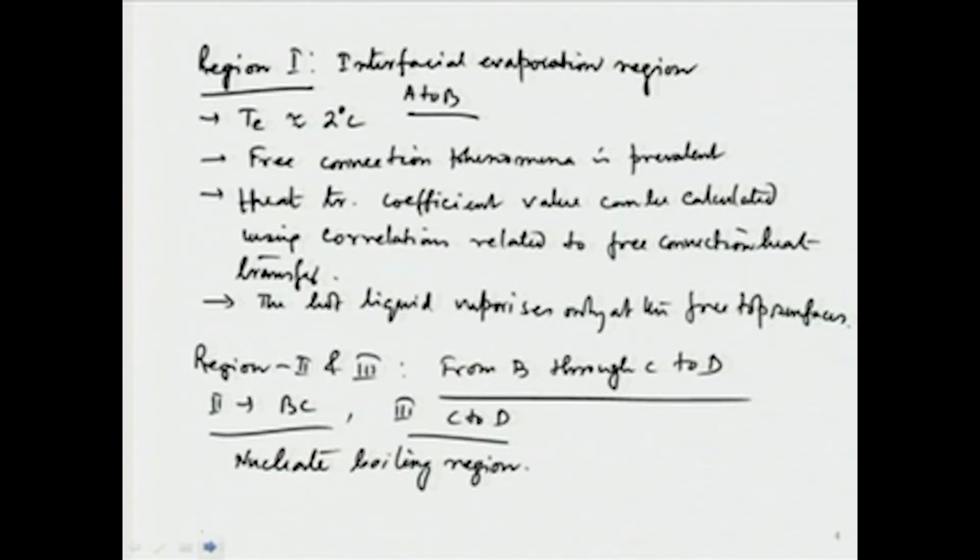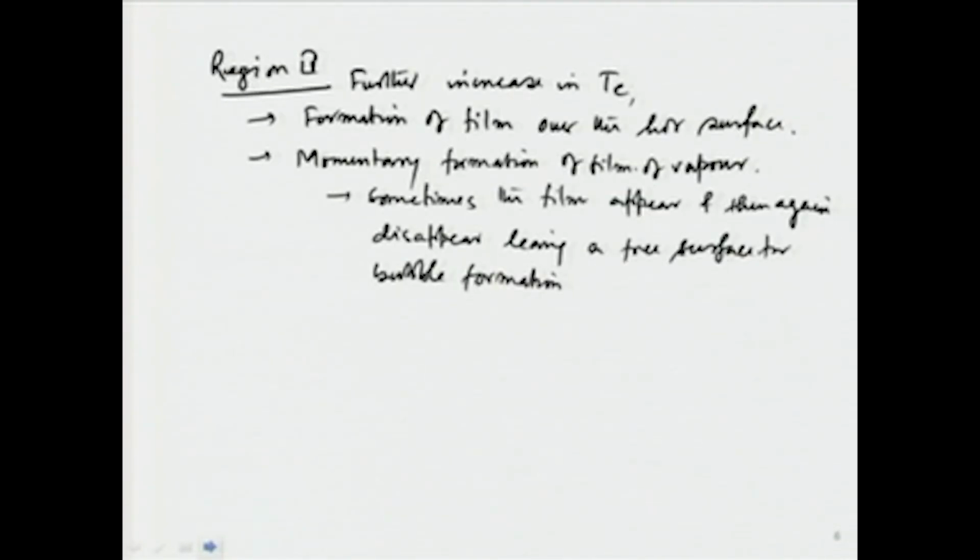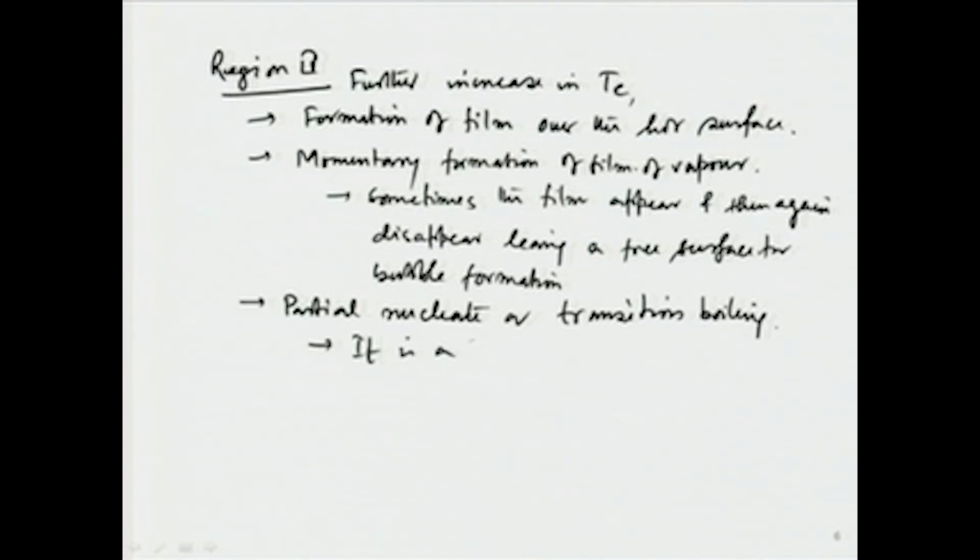So, what happens is, therefore, this region is called the film boiling region, but it is called partial nucleate or transition boiling, or transition boiling. Actually, it is a part of the film boiling region. Okay. So, this is a very important phenomenon.